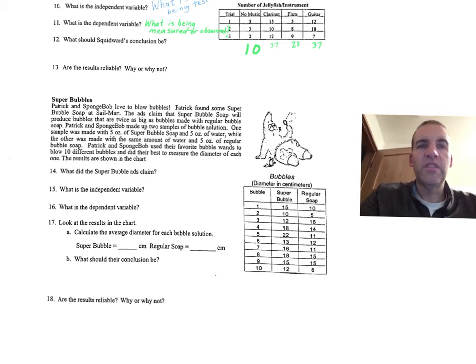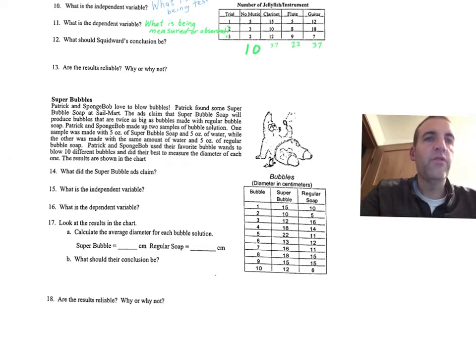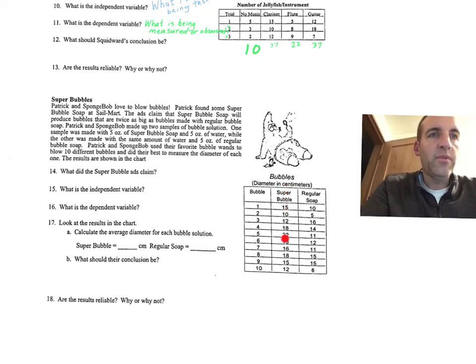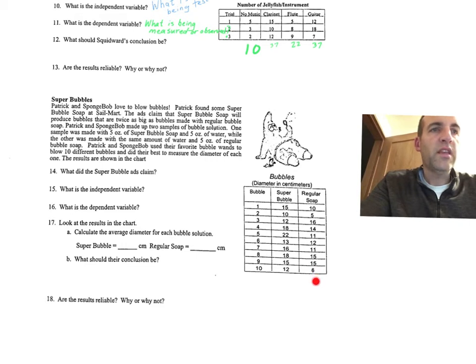Number 17 says look at the results in the chart. Calculate the average diameter for each bubble solution. So to do that, you need to calculate the average for the bubbles. And the average, remember, that is the same thing as the mean. So you will need to add up these numbers and divide that by 10 because you've got 10 total numbers. And then you'll have to add up also the regular soap to get your average of the regular bubble soap.